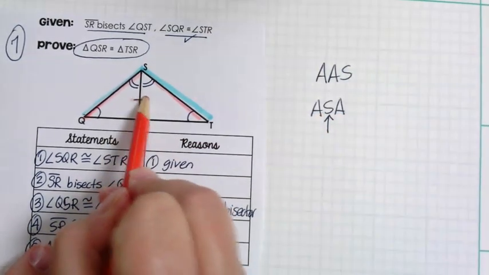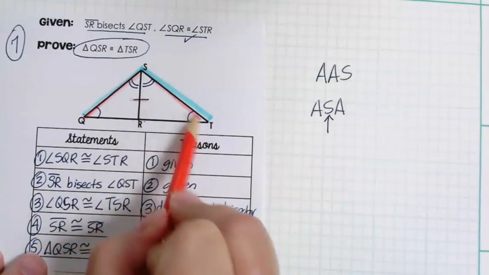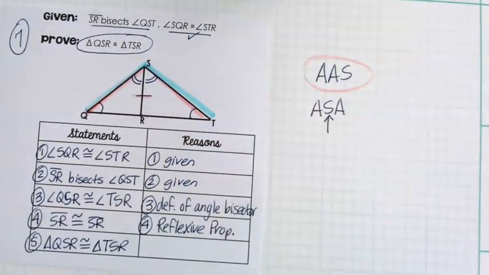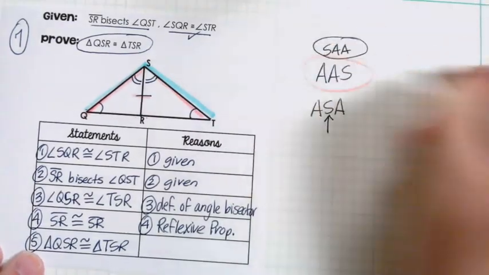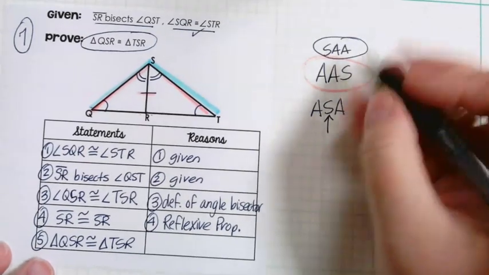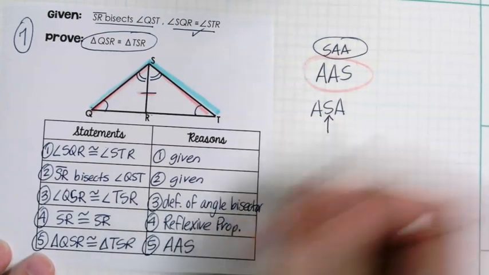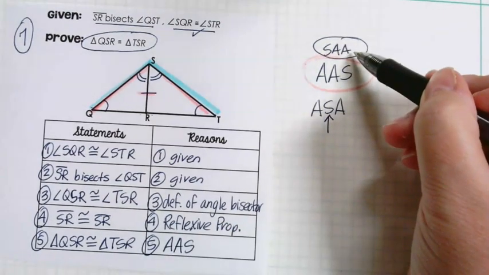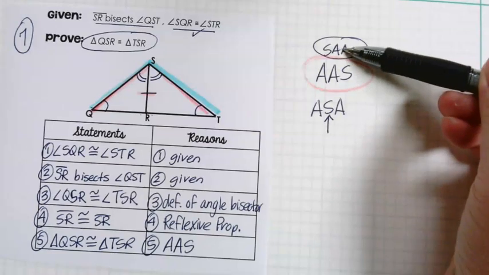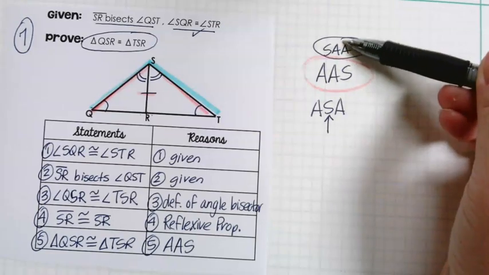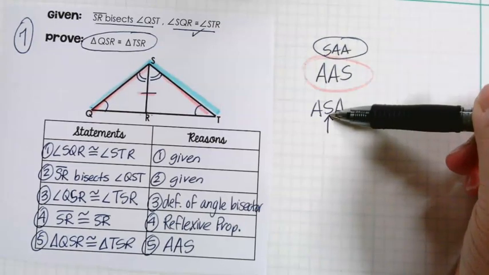This is the side I know about. I know SR is congruent to itself. That is not the side that goes between the 2 angles. So it's the non-included side. And remember, this is the same thing. It doesn't matter which order you say it in. We usually say AAS, but some people probably usually say SAA. It doesn't matter either way. It's just saying 2 angles and the side that's not in between them.